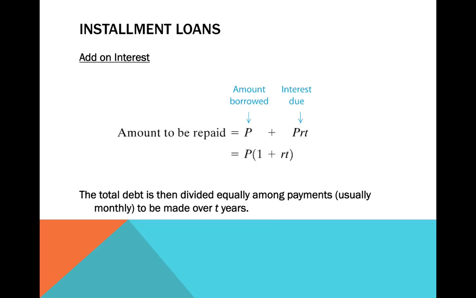We're also going to have to figure out what our monthly payments are. So once we figure out this whole P plus PRT, then we're going to divide it equally among our monthly payments or our time.